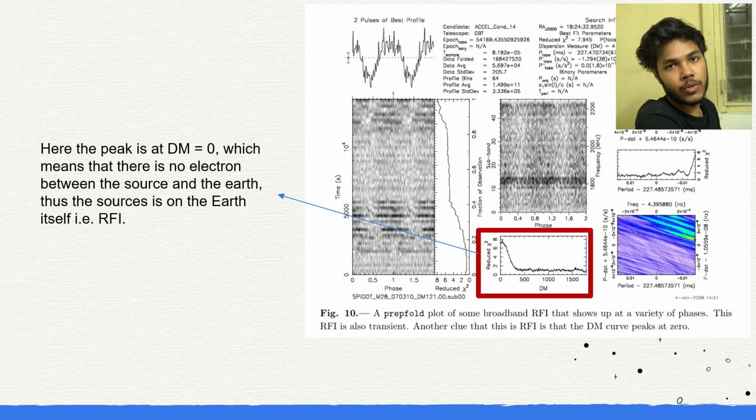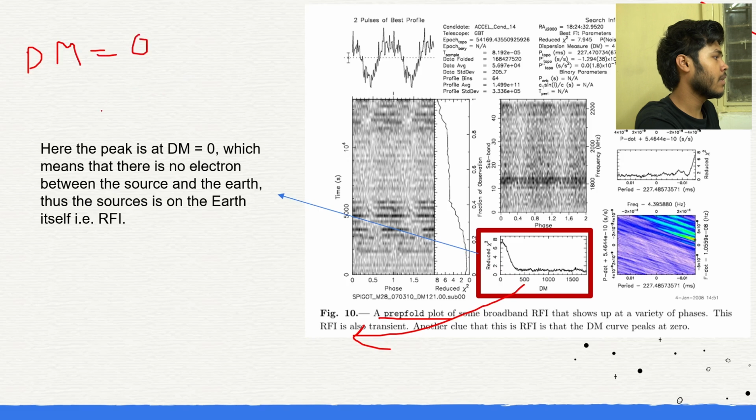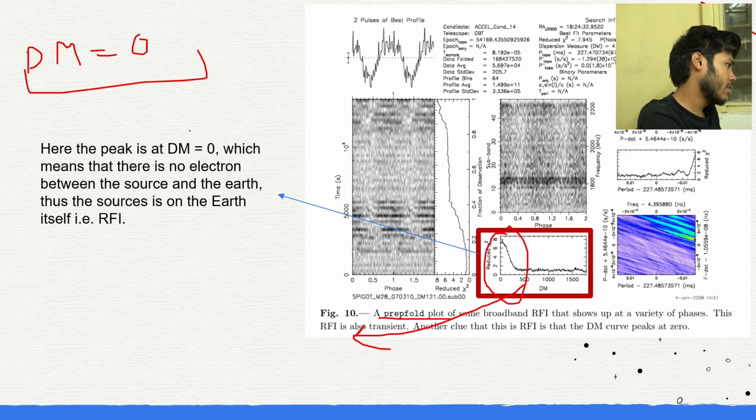So now we are going to take an example. This is the prepfold output of certain data. Here we can see the graph of DM versus reduced chi-square. Here at DM equal to 0, we are getting a peak. This means it can be a signal of a pulsar. So let us check what DM equal to 0 means.